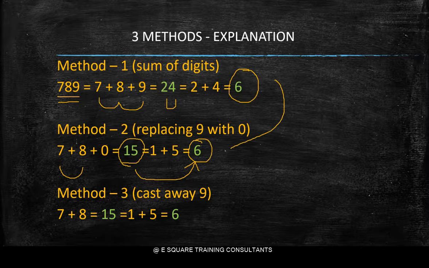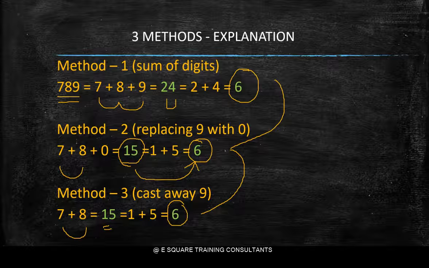Now the third method is casting away 9. So I'll remove 9 here because 0 doesn't get any value. Again 7 plus 8, that counts to 15. So 1 plus 5 is 6. So finally my digital root is 6. So out of all the three methods, the digital root of 789 is 6 for sure.